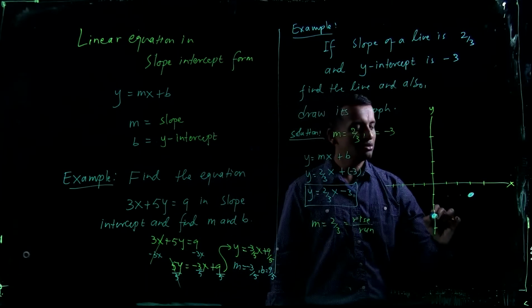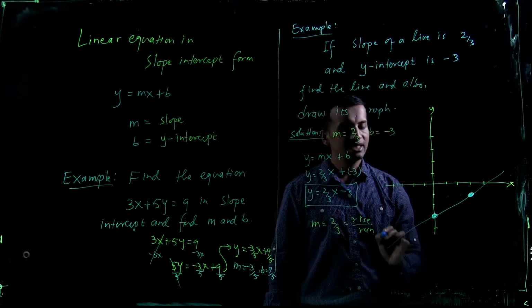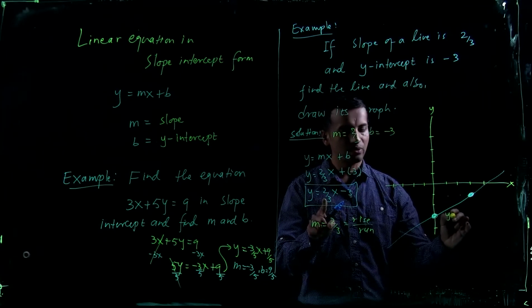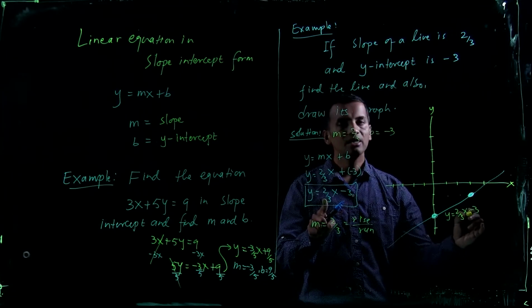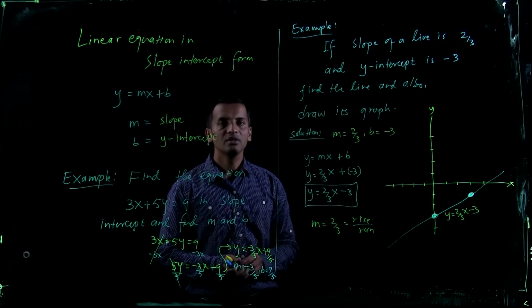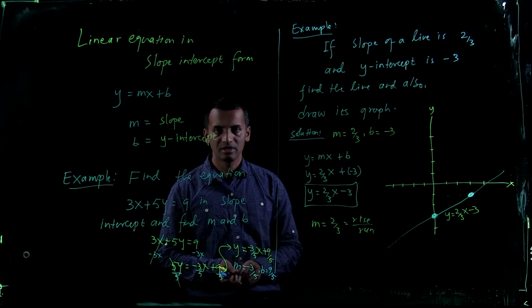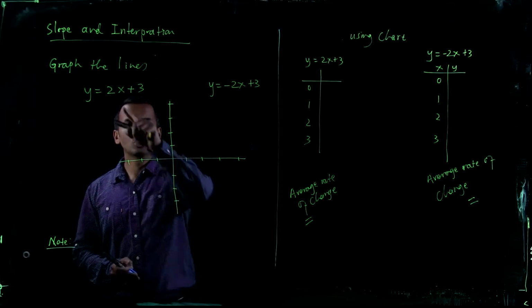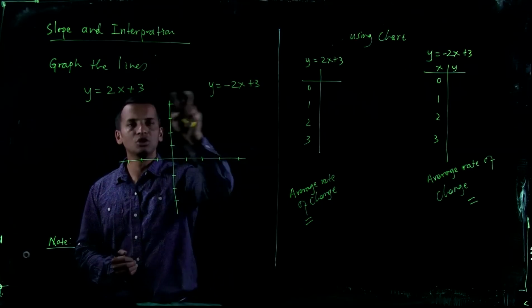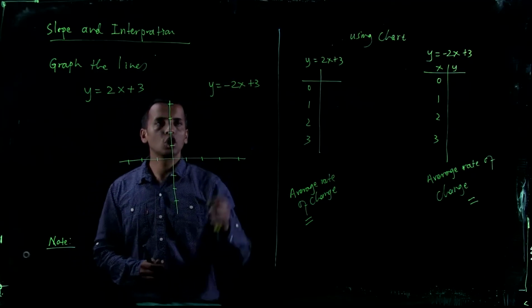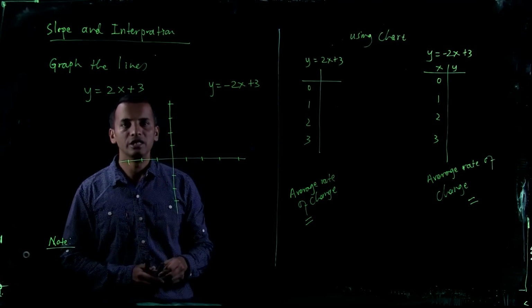All right, so now after you join these points, this is the line that we are talking about. The equation of this line will be y equals 2/3 x minus 3. So this is how we draw the line when the slope and the y-intercept are given. I'll take a couple more examples on how to graph a line from slope and y-intercept. I will graph these two lines, and then I will tell you about the nature of the graph when the slope is positive and when the slope is negative.